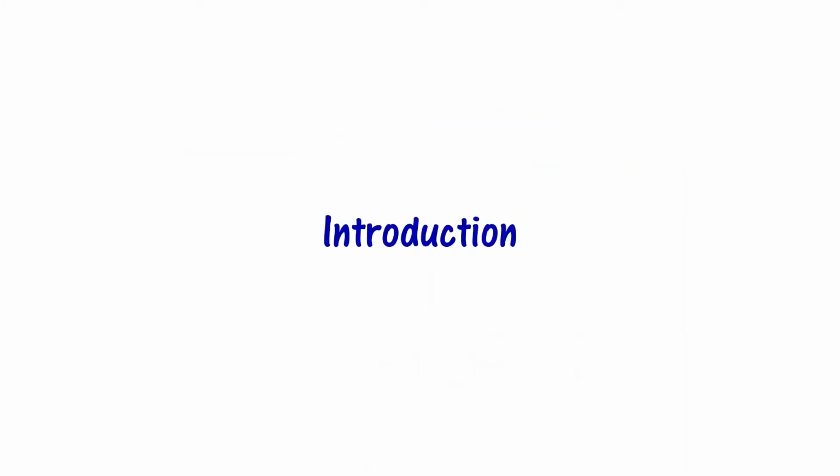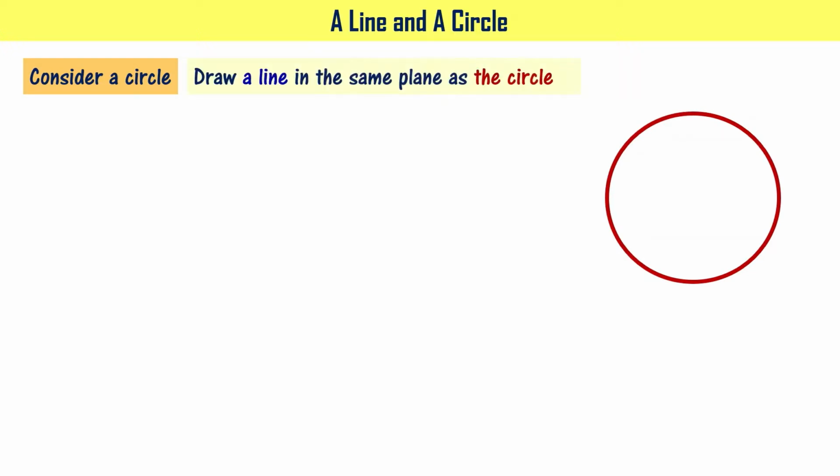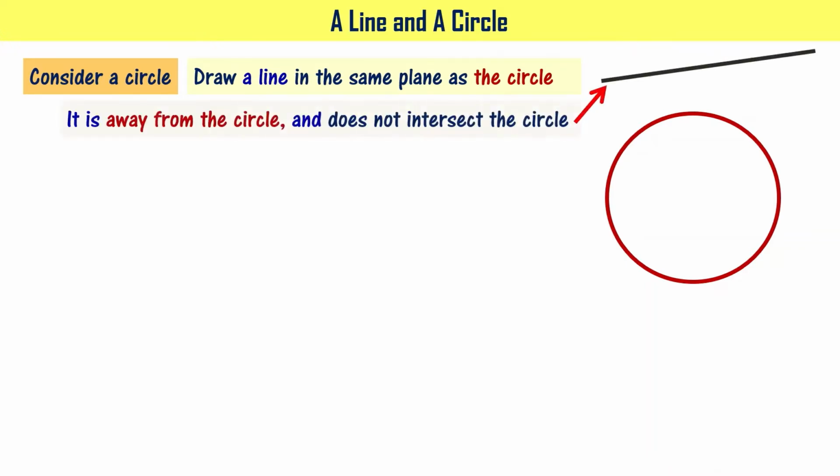Let us begin with introduction to tangents and secants to a circle. Consider a circle and draw a line in the same plane as the circle as shown in the figure. As you see here, the line drawn is away from the circle, right? And it doesn't intersect the circle, right?